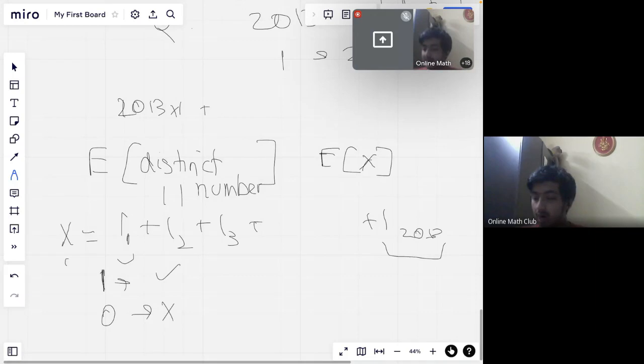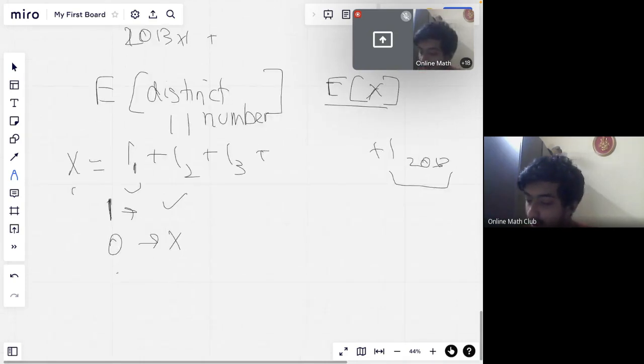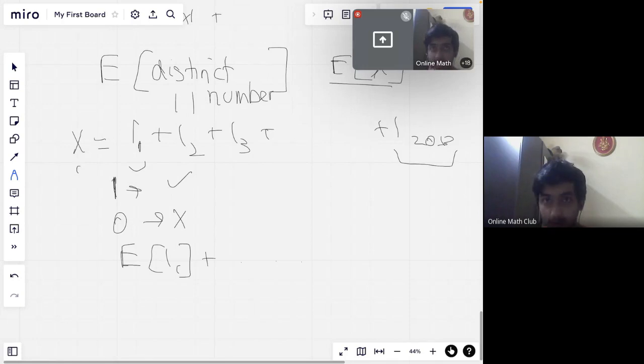Yeah. And because we're asked for the expected value of x, the expected value of the number of distinct numbers, we can split this up as E of I1 plus E of I2 and so on. And all of these are going to be equal, right? So let's calculate this. What is the probability that the number 1 is in the set? Can anybody calculate that?